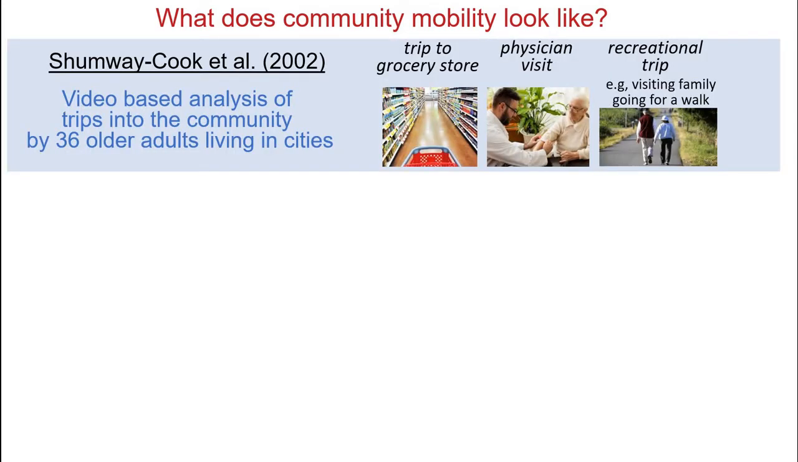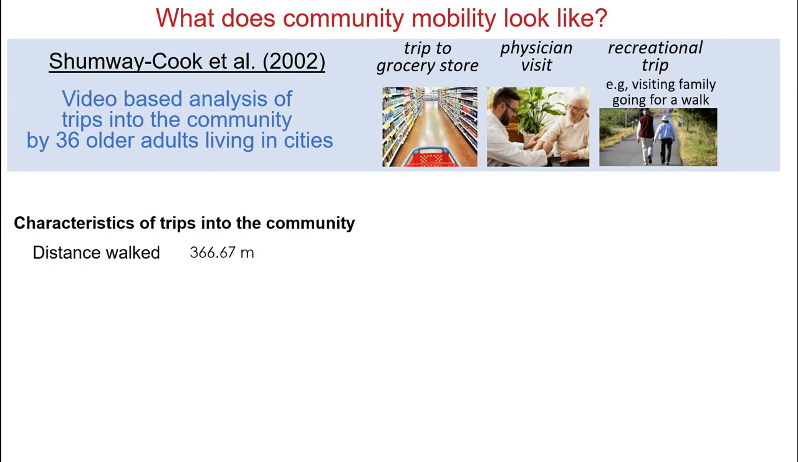One nice example of some research attempting to study mobility in real-world settings comes from a study of Anne Shumway Cook's. Anne videotaped trips taken into the community by older adults. For each subject, a video recording was made of a trip to the grocery store, a doctor's visit, and a recreational trip of some kind. The video data was analysed to reveal the average and common characteristics of trips out into the world. What was observed in this study was that the average distance walked on each one of these trips was about 360 metres, or about a quarter of a mile.